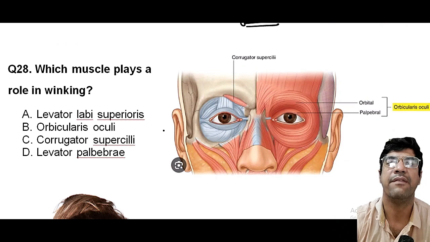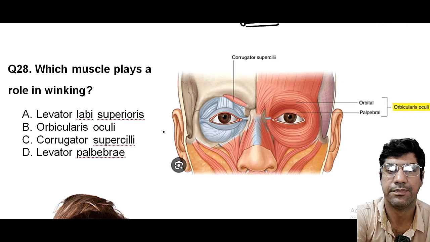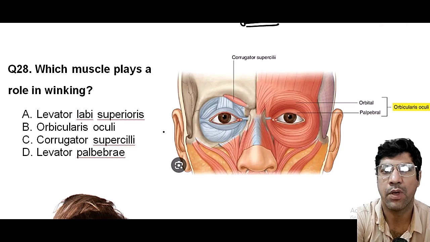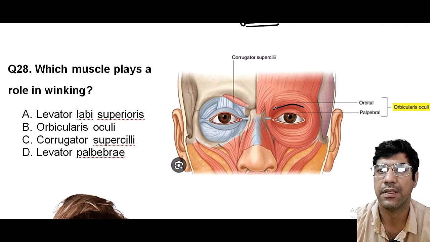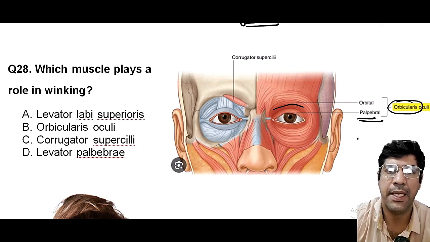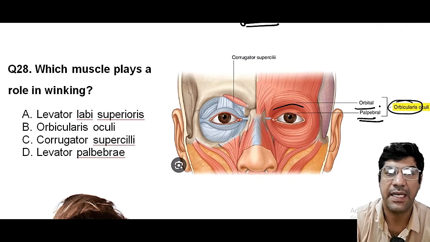Moving to the next question, which muscle plays a role in winking? The answer is orbicularis oculi. The orbicularis oculi is the key muscle that is responsible for winking. It has a palpebral part that closes the eyelid as in blinking or winking, and it has an orbital part that helps you to close your eyes tightly.